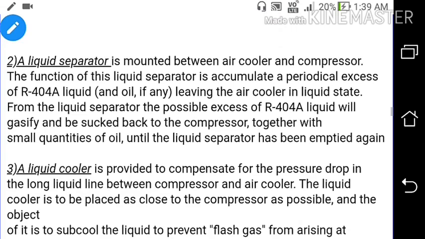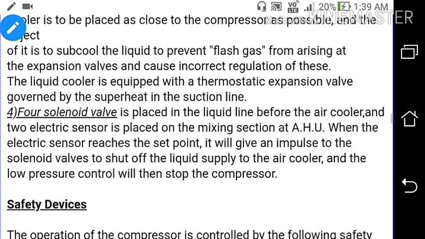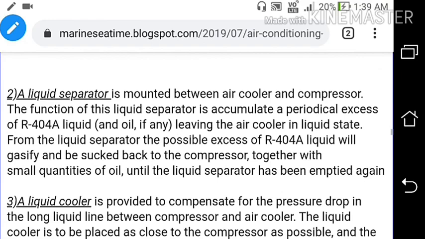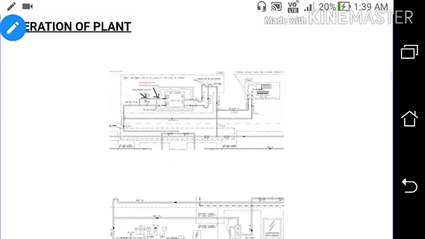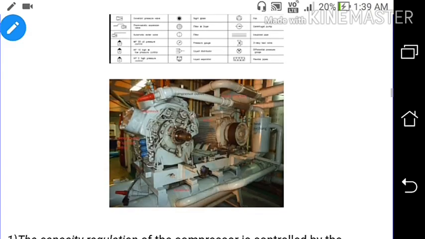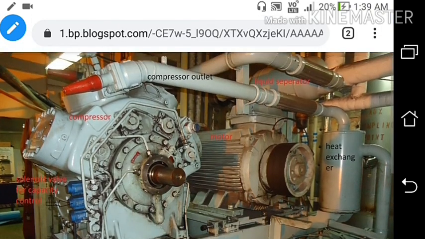So I have talked to you about the liquid separator and liquid cooler, and we have 4 solenoid valves placed in the liquid line before the air cooler, and 2 electric sensors placed at the mixing section of the AHU. When the sensor reaches the set point, it will give an impulse to the solenoid valve to shut off the liquid supply to the air cooler, and the low pressure control will then stop the compressor. So this was all about, guys, the operation of the plant in the air conditioning system.